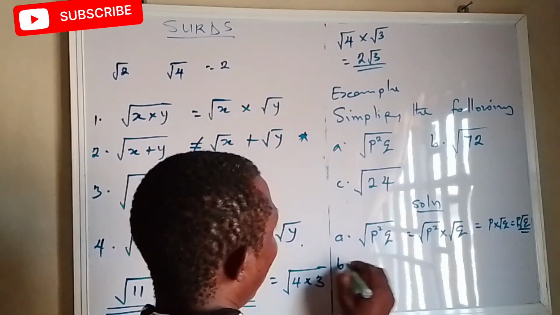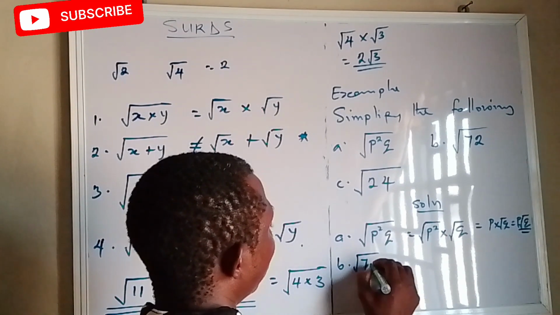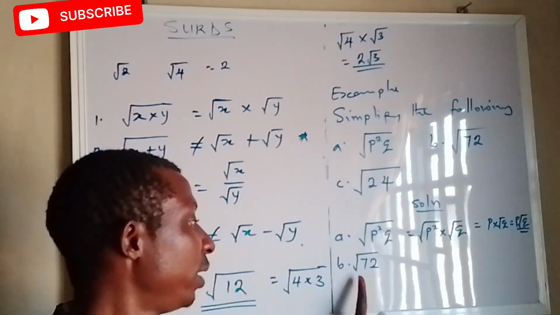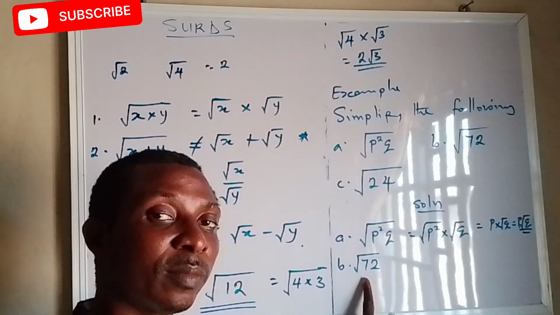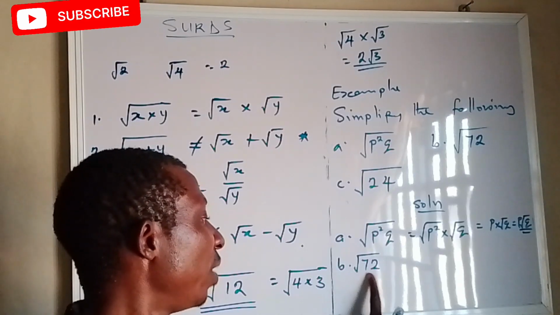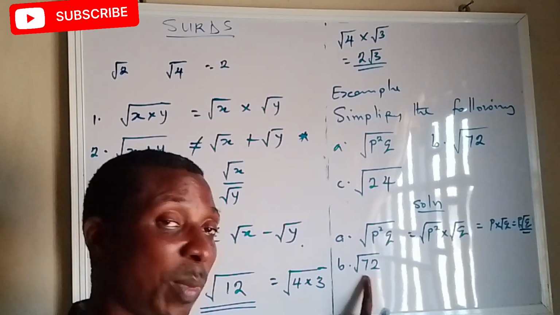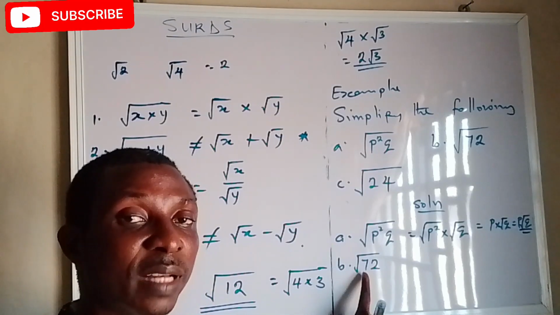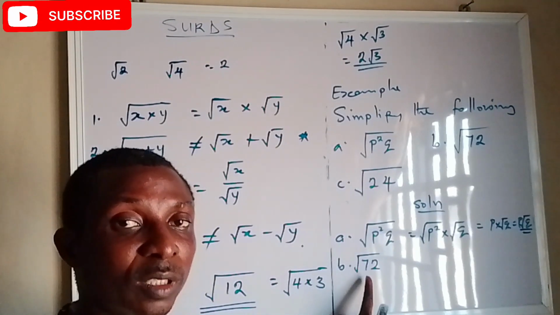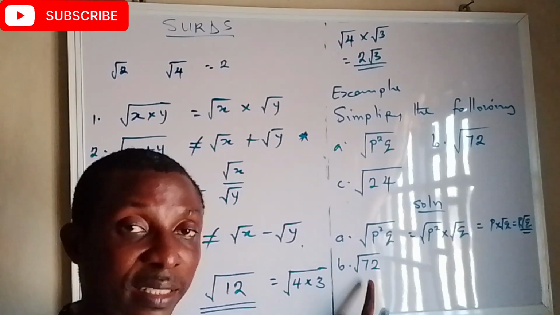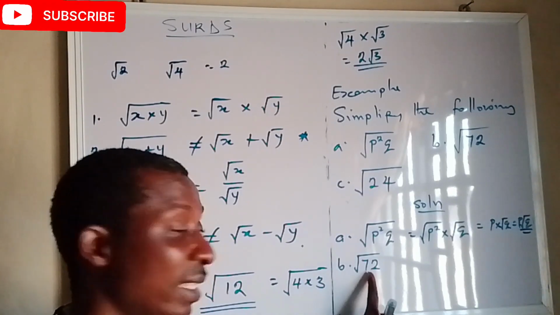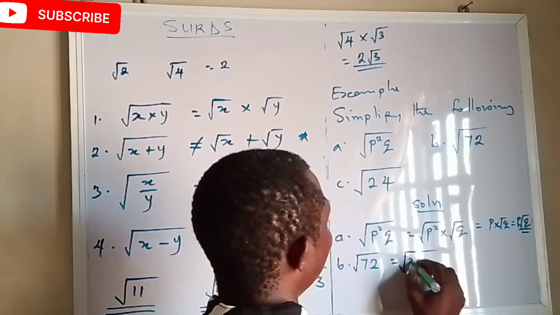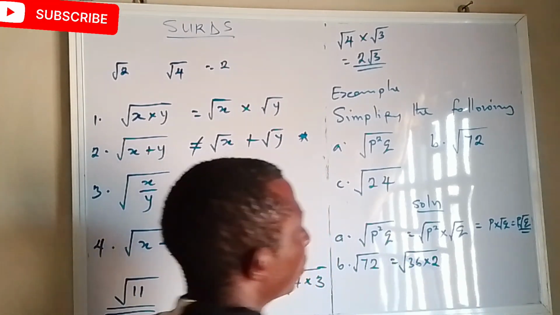Now let's look at the second one, the square root of 72. I have to check, is this number in its basic form? Let me think of a perfect square that will go here apart from 1. You think of 4, you think of 9, you think of 16, you think of 25, you think of 36. Looking at it now, you see 36 will go here. So this will be the square root of 36 times 2.